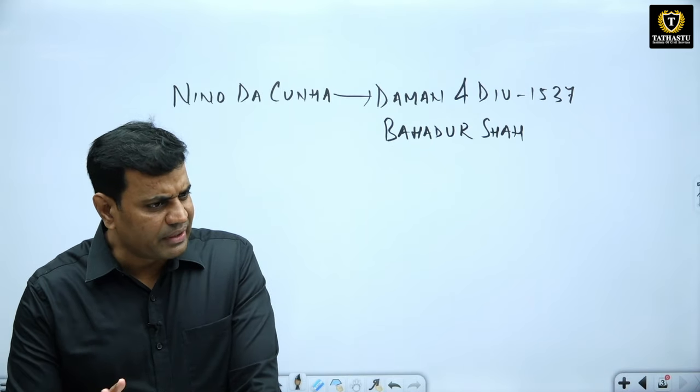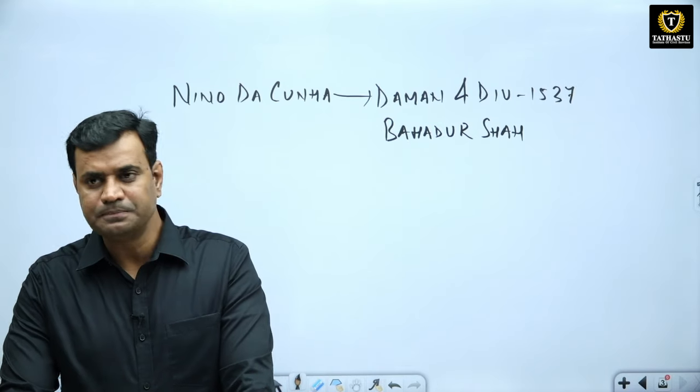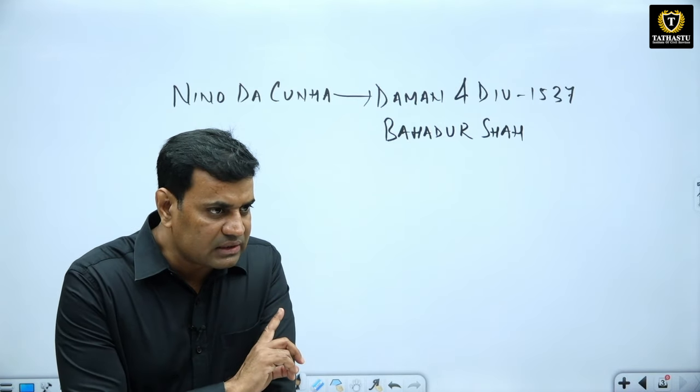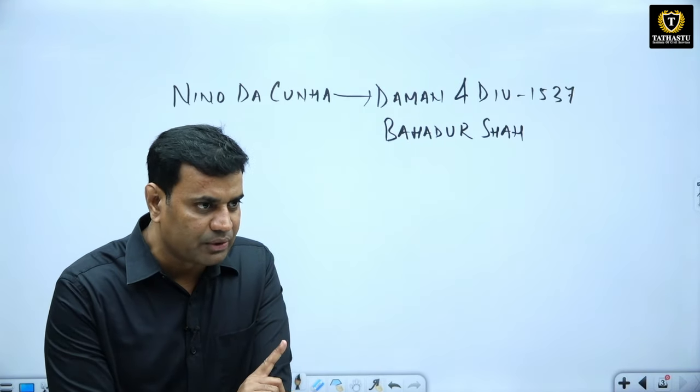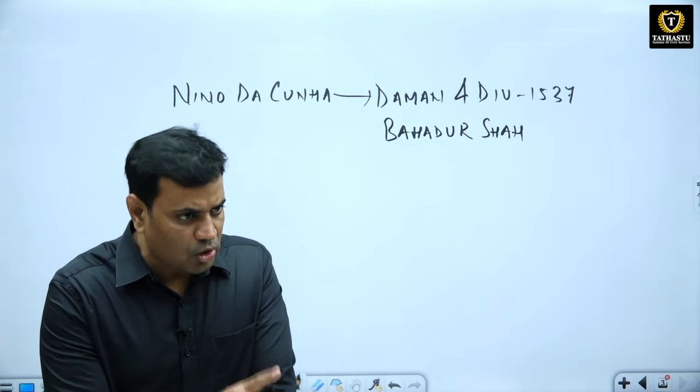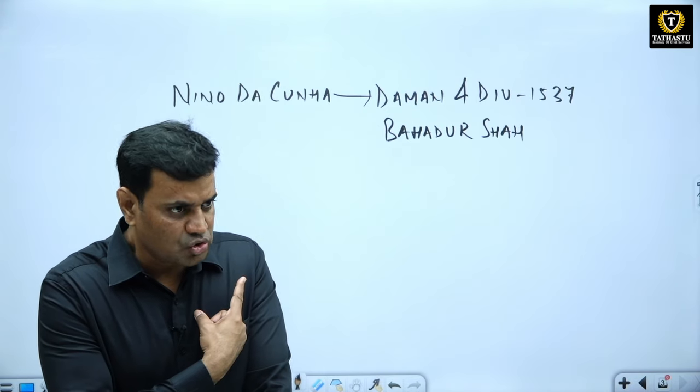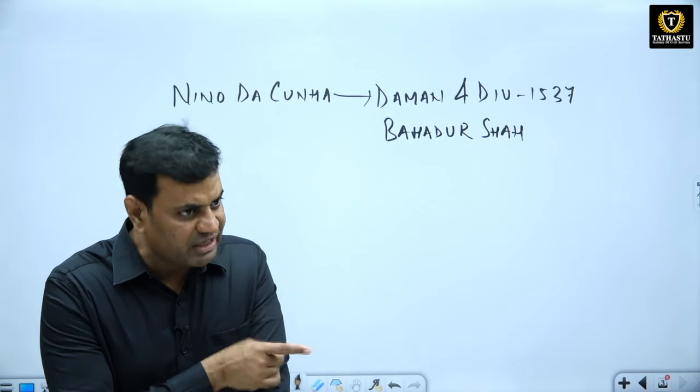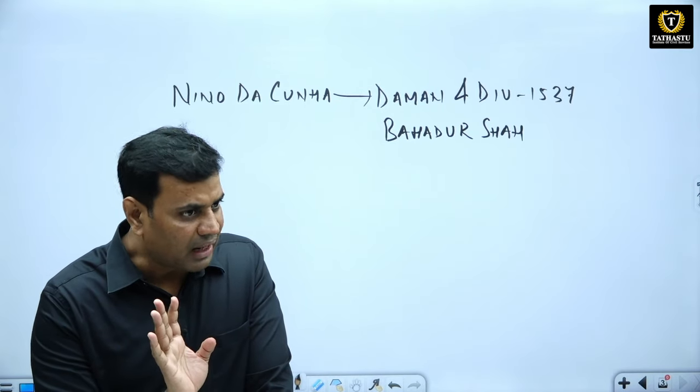Bahadur Shah is a very common name in medieval and modern history. This was a ruler of Gujarat. He was contemporary to Humayun. And Bahadur Shah was killed also by the Portuguese. So after taking the region of Daman and Diu, in 1540 they assassinated Bahadur Shah as well.